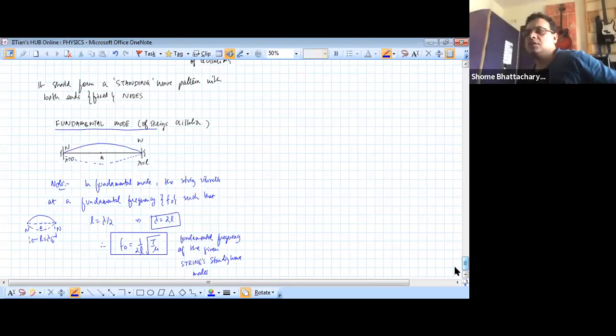Okay, so anyhow, let's understand about the fundamental mode. When the string is vibrating in the fundamental mode of vibration, what we mean is that it's that mode in which the number of nodes and antinodes is the minimum possible. We'll talk about a more elaborate definition later, but right now just think of the fundamental mode such that the number of nodes or antinodes is minimum.